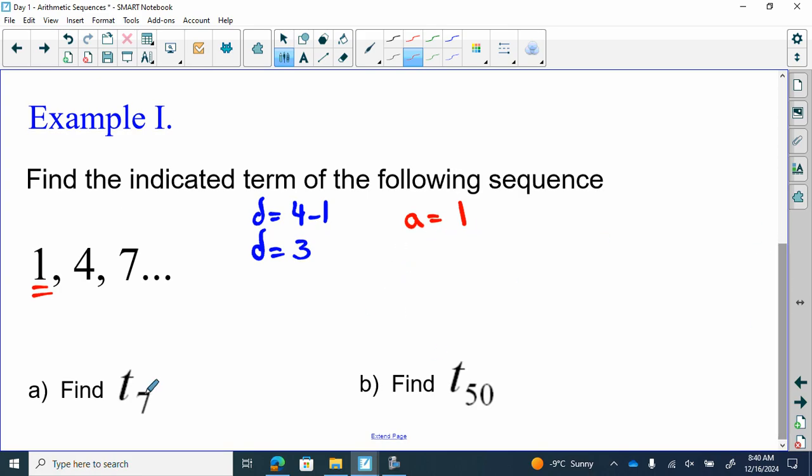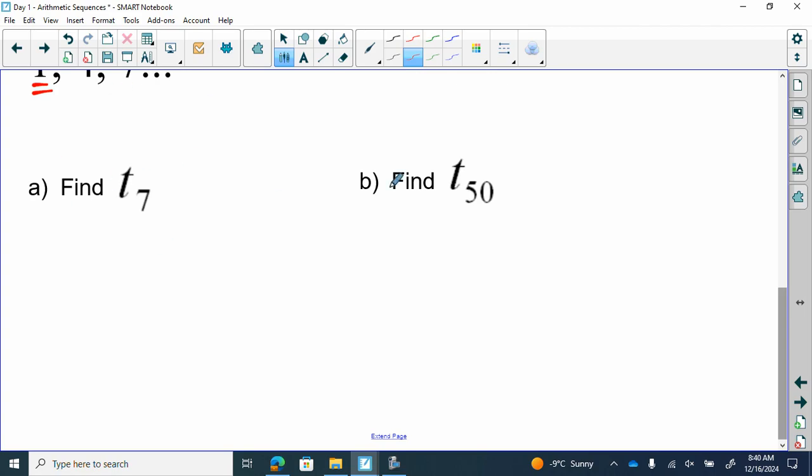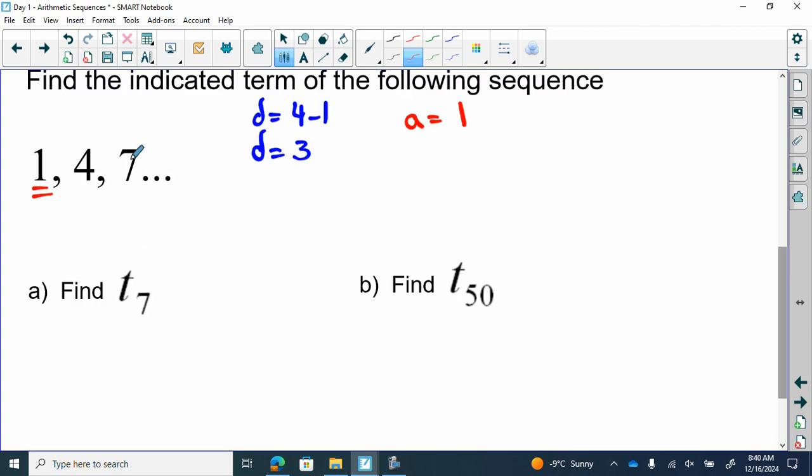Now, they want me to find the 7th term. The easiest way to find the 7th term for this would probably just be to go 1, 4, 7. What's next? 10, 13, 16, 19. So what's the 7th term? 19. Question's over. Okay? What's the problem, though, when they ask for the 50th term? You got to write down 50 numbers. Okay? Which is a pain. I don't want to do that.